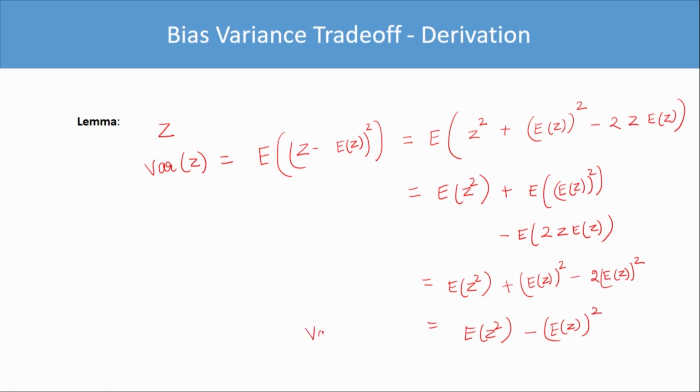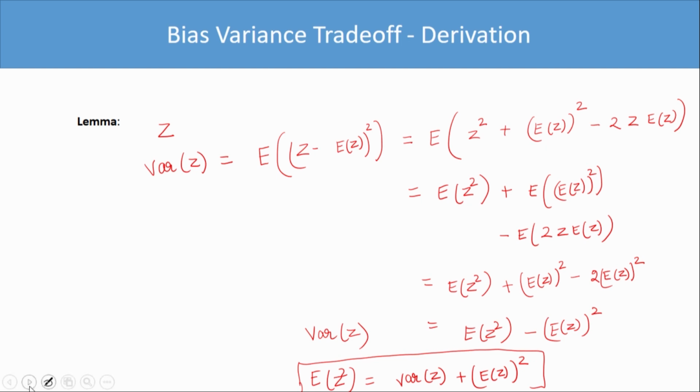and this was our variance, right? So the lemma is about E of z squared. It's just equal to the variance of z plus E of z whole squared. And this holds true for any random variable, right? Let's keep this in mind, and we'll see how this is actually useful in a minute.